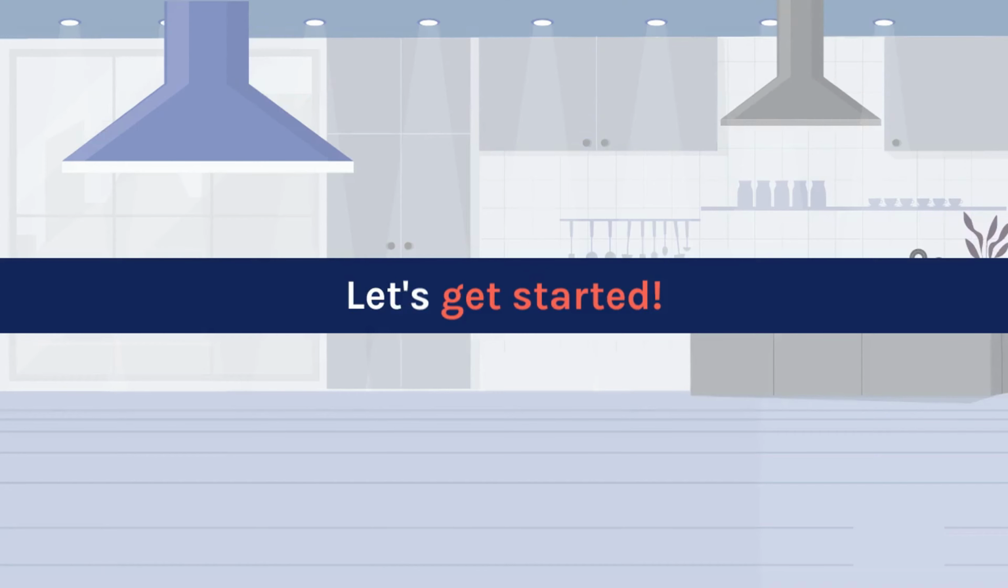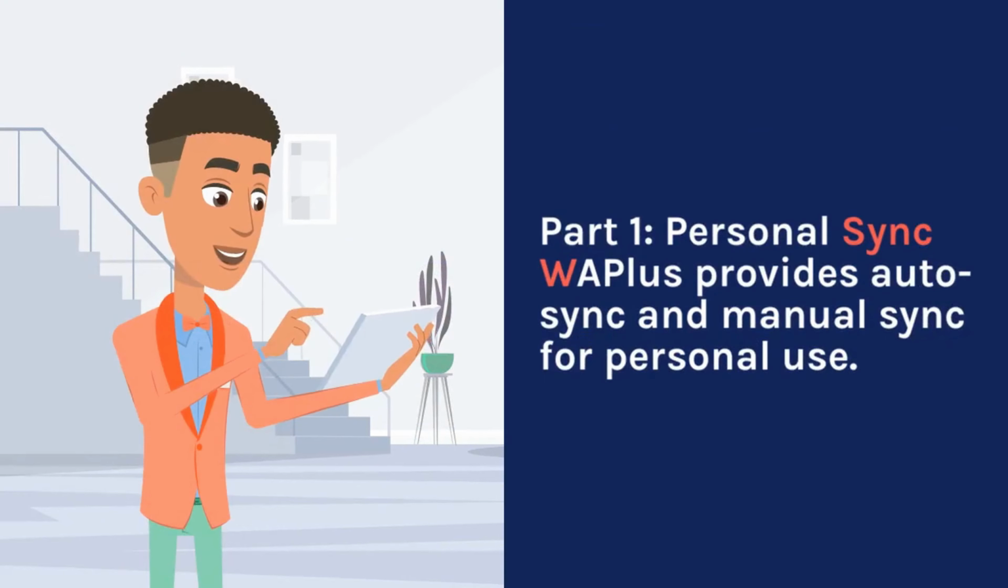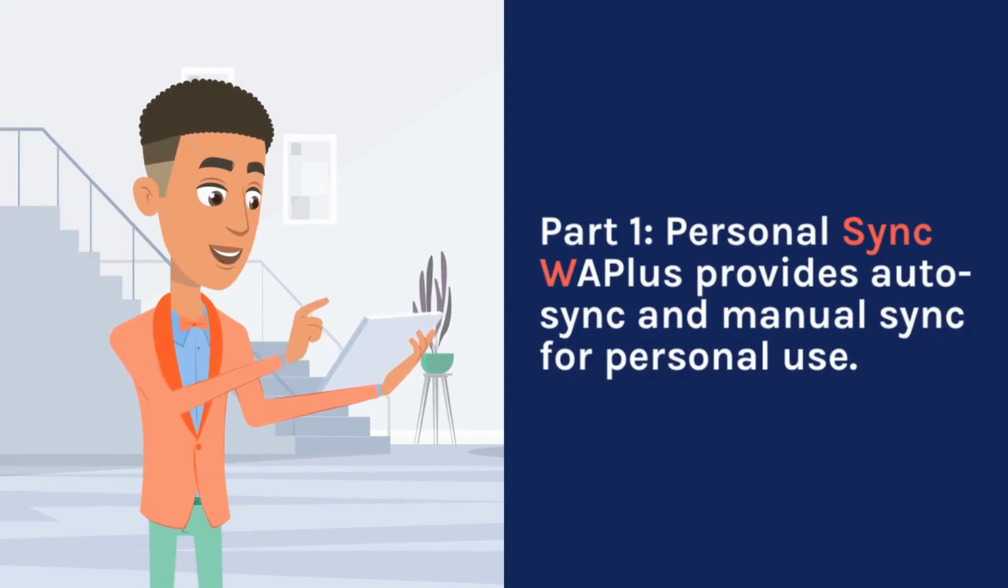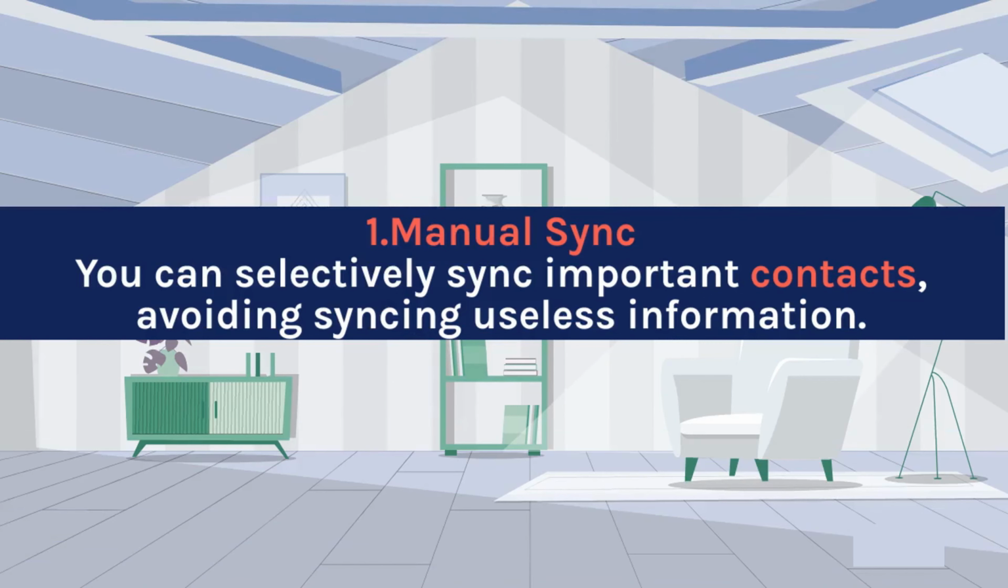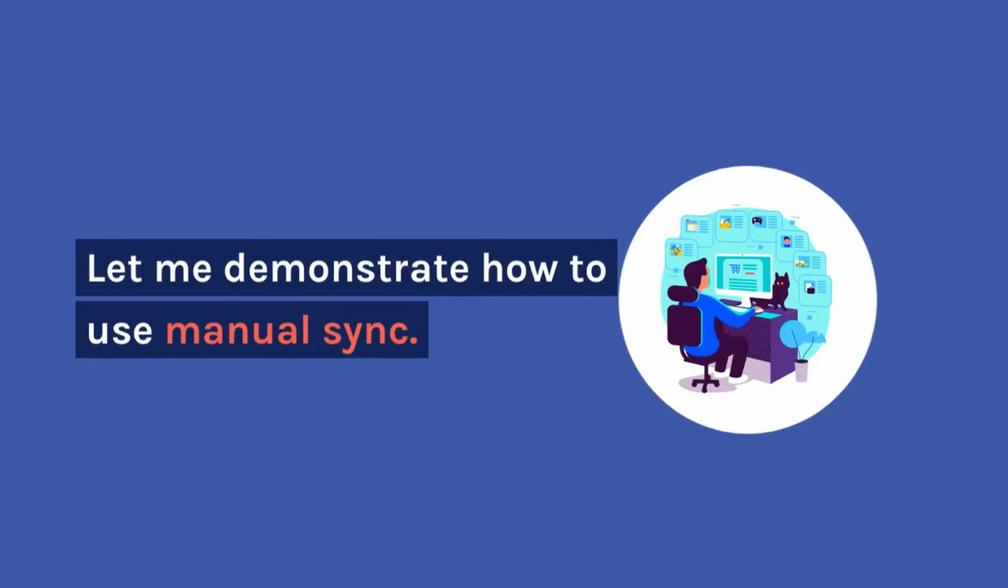Let's get started. Part 1. Personal Sync. WAPlus provides auto sync and manual sync for personal use. You can choose based on your needs. First, manual sync. You can selectively sync important contacts, avoiding syncing useless information. Let me demonstrate how to use manual sync.